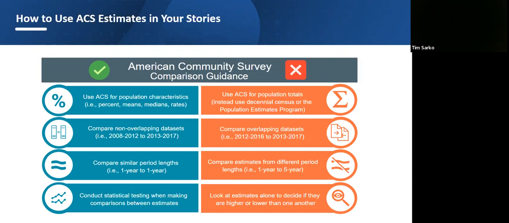You do want to compare similar period lengths. So you want to compare 1 year to 1 year, 5 year to 5 year. You don't want to compare 1 year to 5 years. You do want to conduct statistical testing when making comparisons between estimates. And you don't want to look at the estimates alone to decide if they are higher or lower than one another.